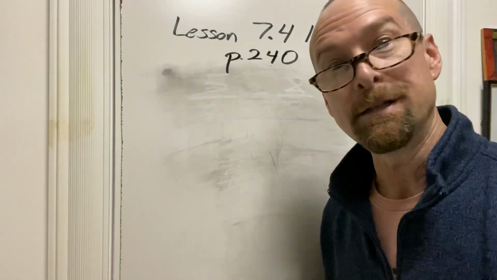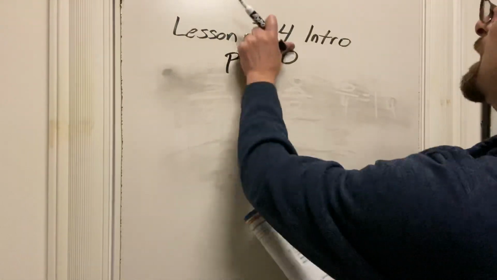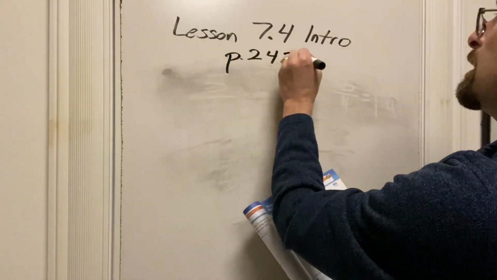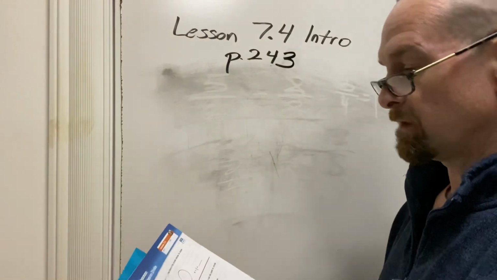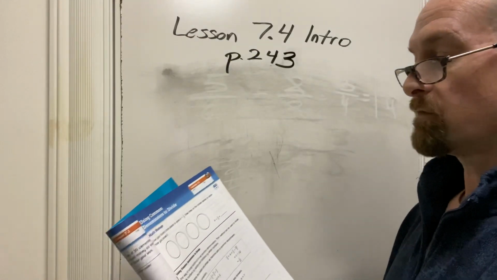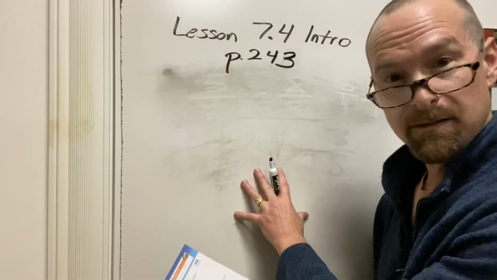All right, my little hearties, let's do page 240, shall we? Oh, no, I lied. It's 243. Get your pages right. All right, 243. Math message, use your fractions. So do the page, and then you come back here and see if you did it right.